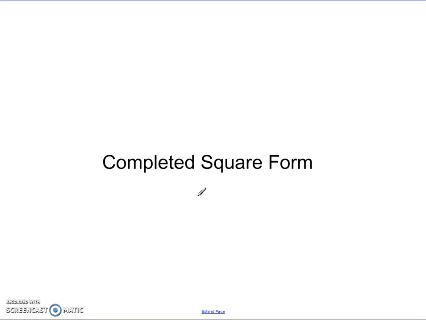One more key way of doing this that we're going to cover in this video is what's called the completed square form, so putting a quadratic in that. Now completed square form has the same general format, and it looks something along the lines of this: a bracket x plus b squared plus c. It's something written in this format.